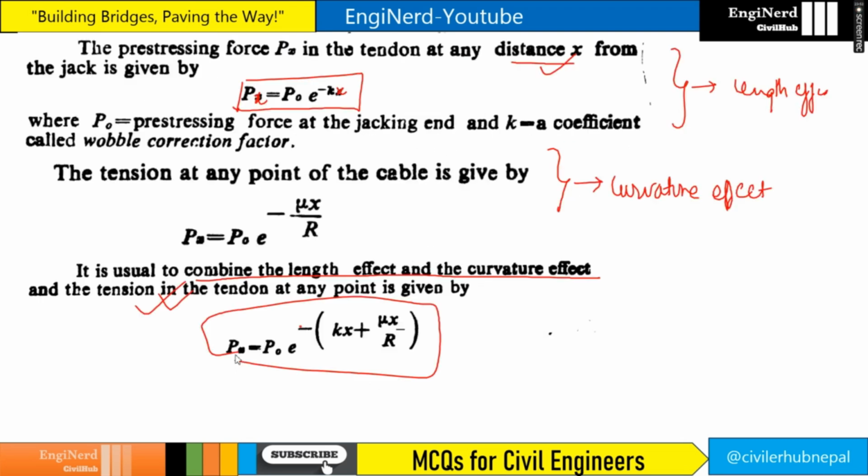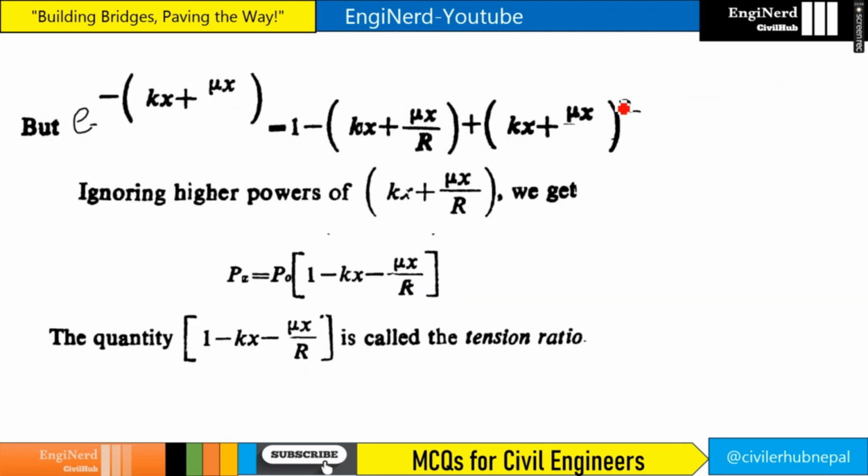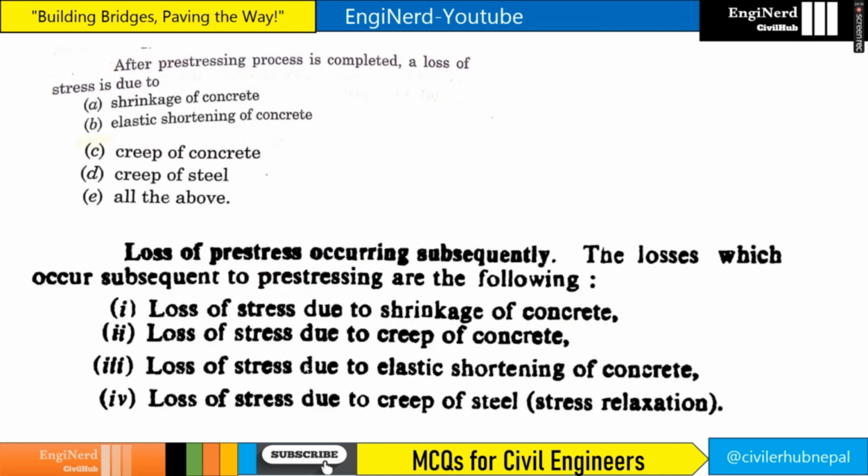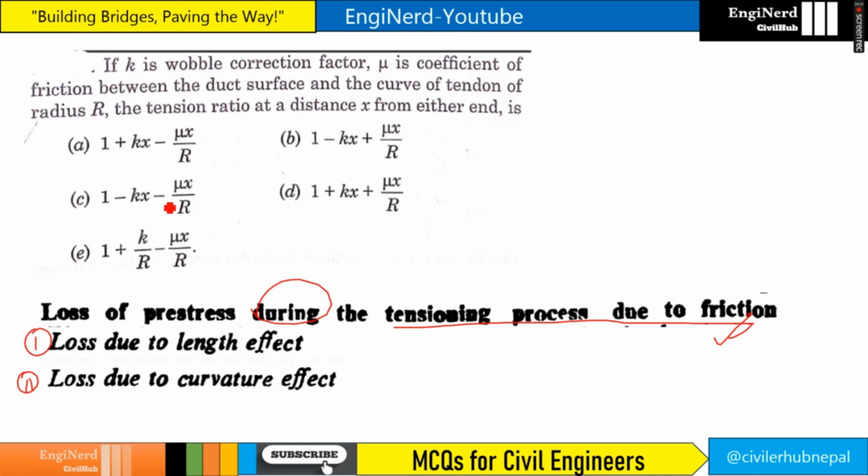Now we also know that e to the power minus x can be written as this, and if we neglect this higher power, then we will only get what? Px is equal to P naught (1 minus kx minus mu x by r), right? So this particular quantity is known as tension ratio. So what is tension ratio? It's 1 minus kx minus mu x by r. So our answer will be 1 minus kx minus mu x by r, option number C.